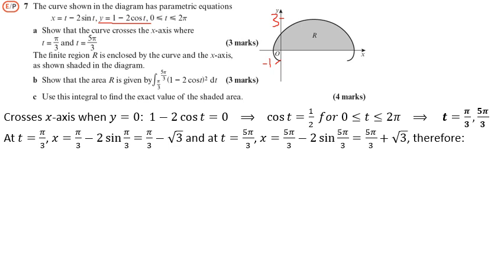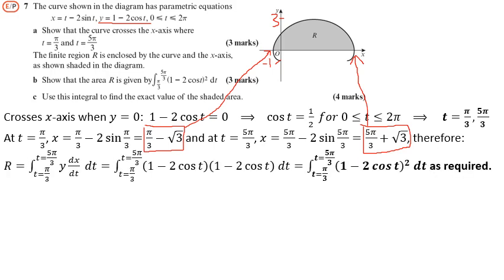This means that we can see the positive x value must correspond to this point on the graph, and the negative x value, pi by 3 is about 1-ish and root 3 is about 1.7-ish, so we can see that's going to be a negative. That corresponds to the negative x coordinate. That is also helpful because it shows us that the relevant t values correspond to those same places. So if the leftmost x coordinate is pi by 3 minus root 3, then we need the lower limit to be pi by 3 and the upper limit to be 5 pi by 3. That's how we construct the integral.